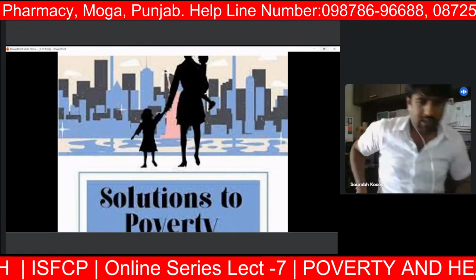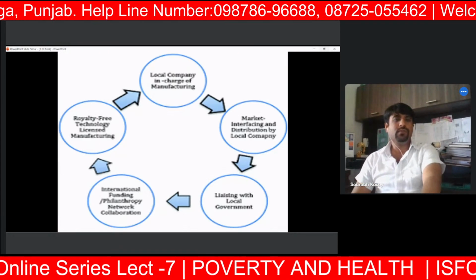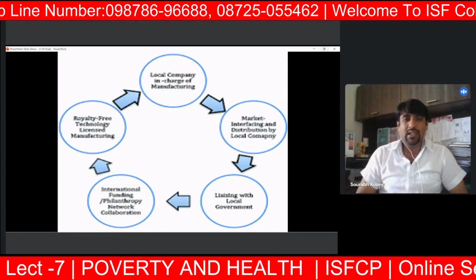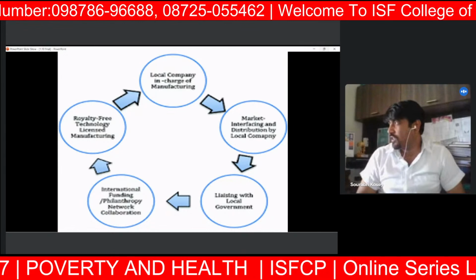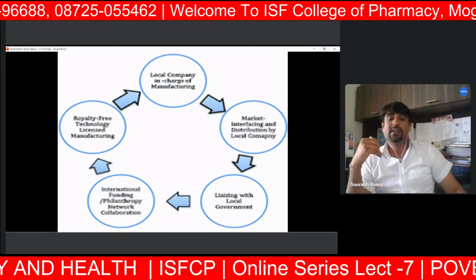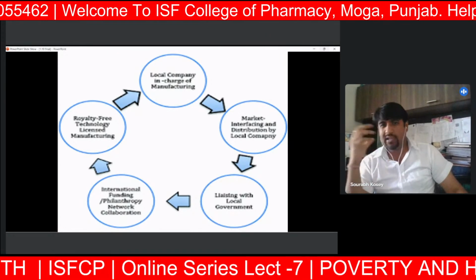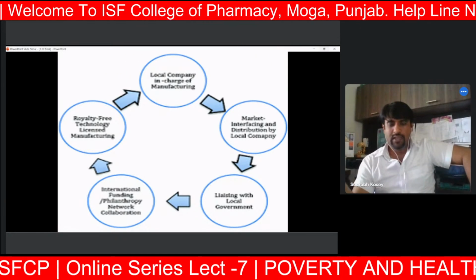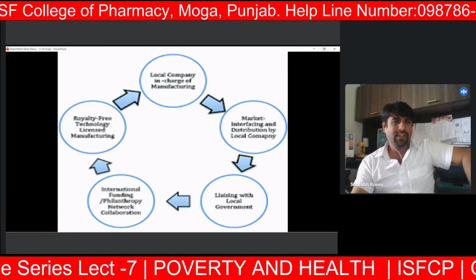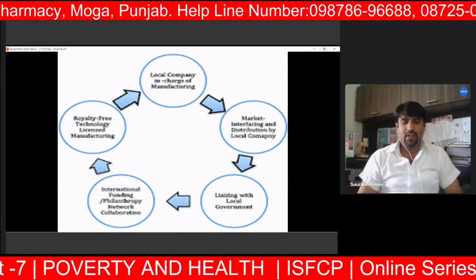So now coming to the solutions to poverty. High-income resource people in the local community can take charge of manufacturing, production, and resource generation. Another parameter is market interfacing, distribution through local companies, and licensing with the government. And royalty-free technology license manufacturing, international funding or philanthropy, and network collaboration. These are things which can help.